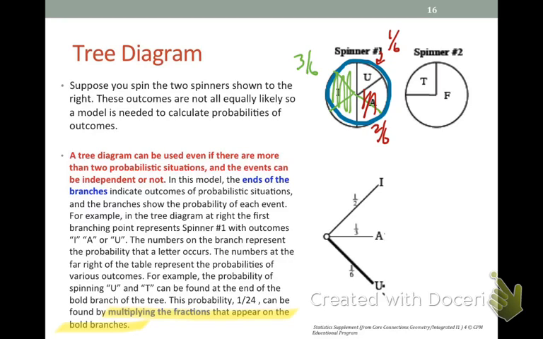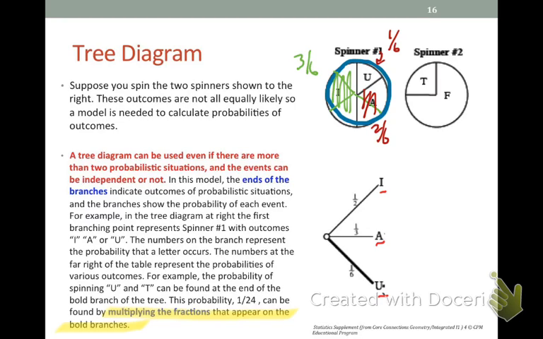Okay, so here's the situation. A tree diagram can be used even if there are more than 2 probabilistic situations. The events can be independent or not. So here they go. Let's say you do the first spinner and you come up with either an I, a U, or an A. We list those possibilities here, I, A, and U. Those are the 3 different choices you could get by spinning the spinner.